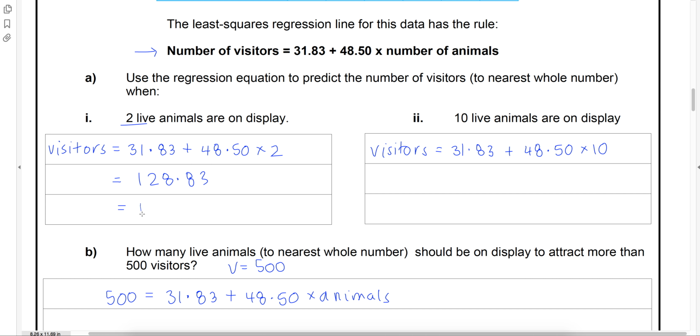To the nearest whole number, that would be 129 animals. Oh, sorry, visitors, not animals. So we predict there would be 129 visitors if there are 2 live animals on display.